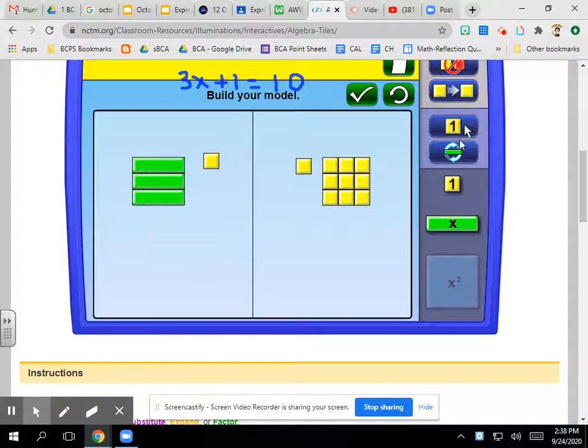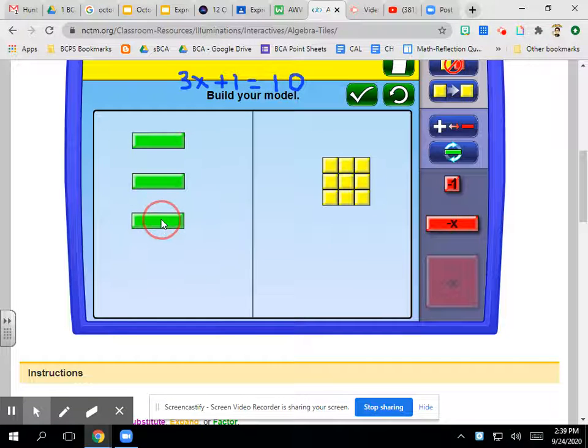So let's go ahead and add a -1 to that side, which means I also must add -1 to this side. And I can get rid of my zero-sum pairs, my additive inverses, and now I've got 3 x's over here and 9 over here. So I need to figure out what 1x would be equal to.